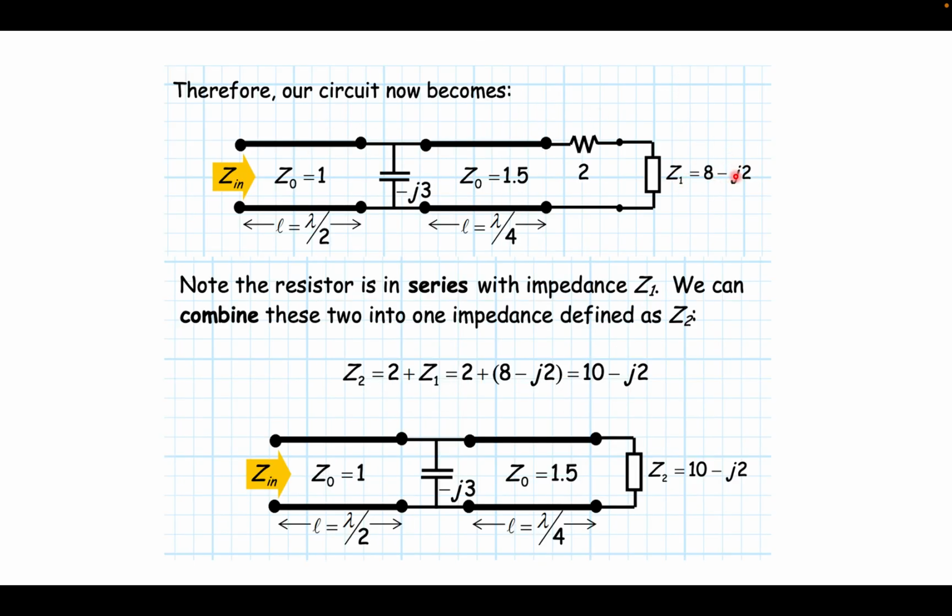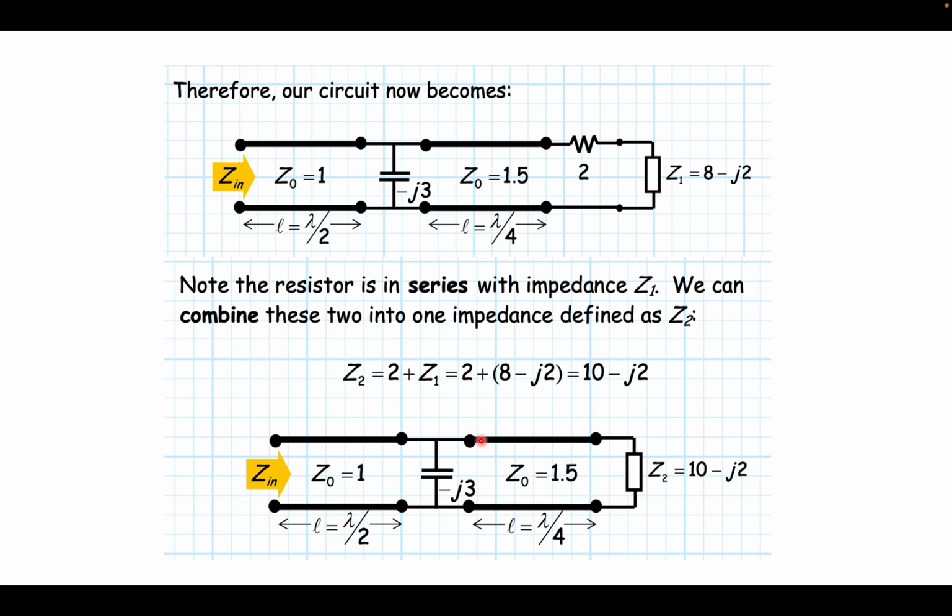Again you can go one step forward. This resistor of 2 ohm and this network are both resistive, so the resistances add in series. I can get rid of this 2 ohm resistance by writing Z2 equals 2 plus Z1, because it adds to the real part of the impedance Z1. So Z2 is equal to 10 minus j2, and I can replace this whole network by this new impedance, 10 minus j2. I hope this is clear, and I hope you are following what we will do next.